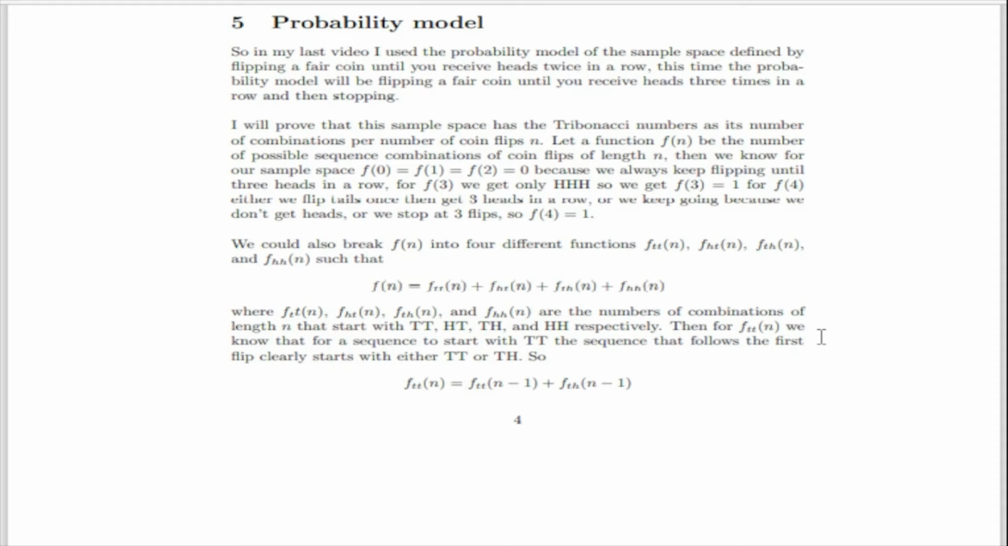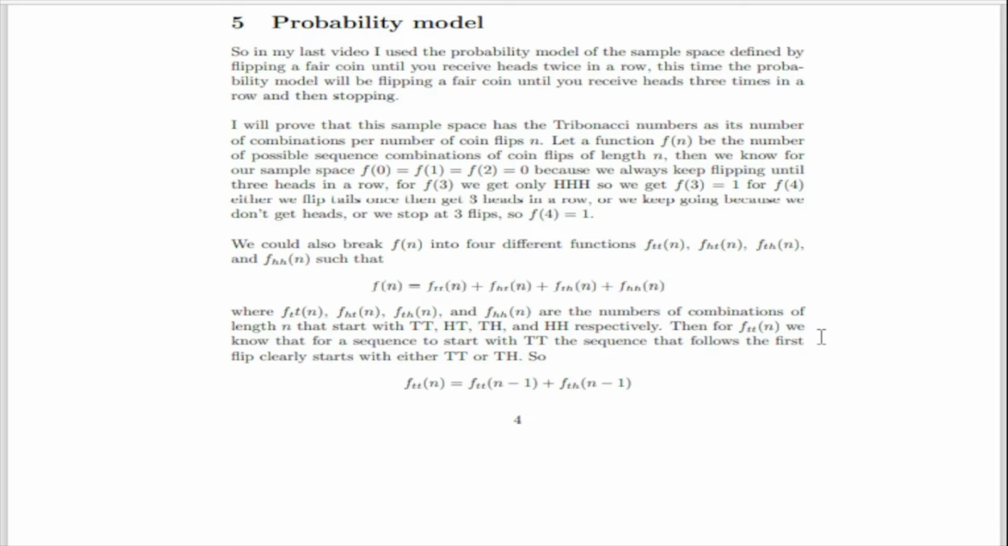Now let's use a probability model. So in my last video, I used the probability model of the sample space defined by flipping a fair coin until you receive heads twice in a row. This time the probability model will be a fair coin until you receive heads 3 times in a row, and then stopping. I will prove that this sample space has the Tribonacci numbers as its number combinations, per number of coin flips n.